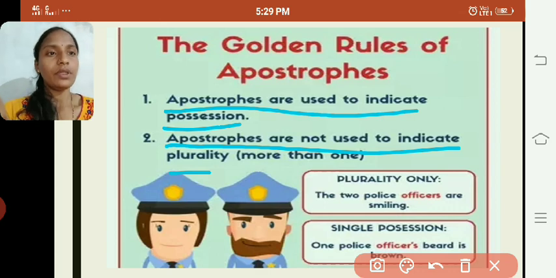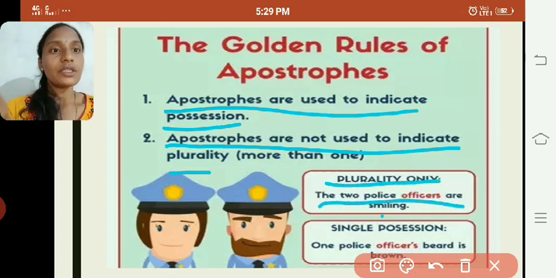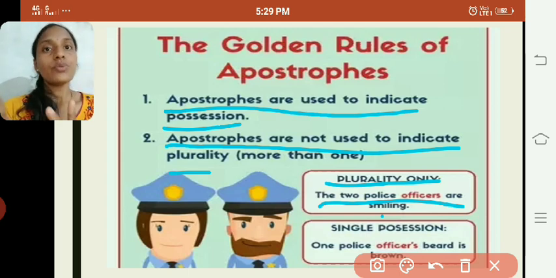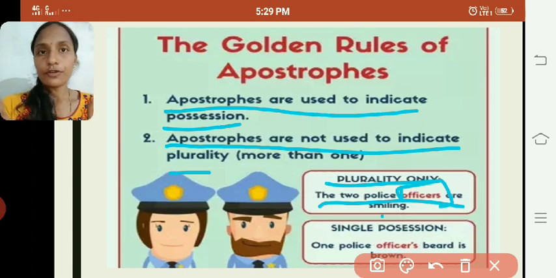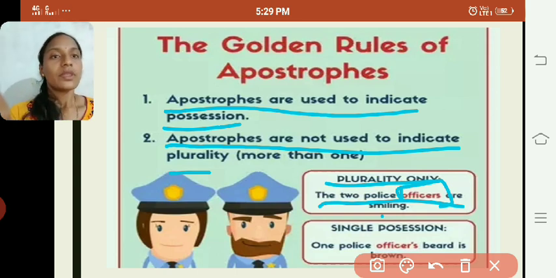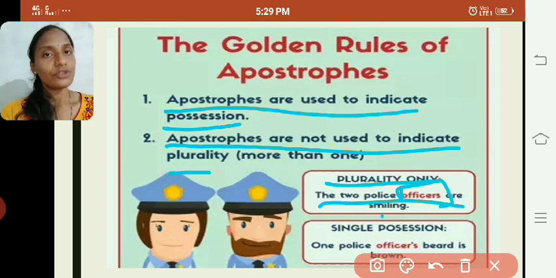Okay, for example, here plurality only means the two police officers are smiling. Here two police officers. Here officers. Is it apostrophe s? No, there is no apostrophe plus s. It is a plural. It is not an apostrophe. There can be a confusion between plural, because there also we use s, but in plurals that sign of apostrophe is not used.